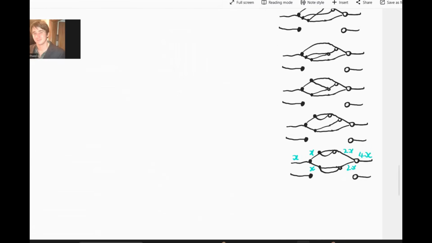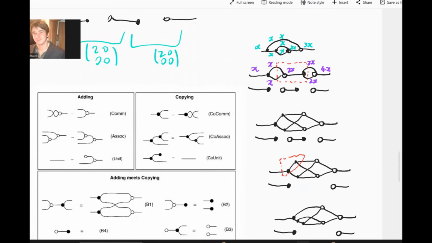So in a sense, what you can see here is a sort of visual proof that 2 times 2 is 2 plus 2. So this at the beginning here is 2 times 2. That's what this is showing you at the top.